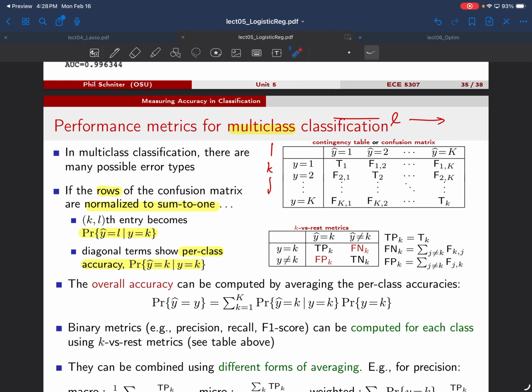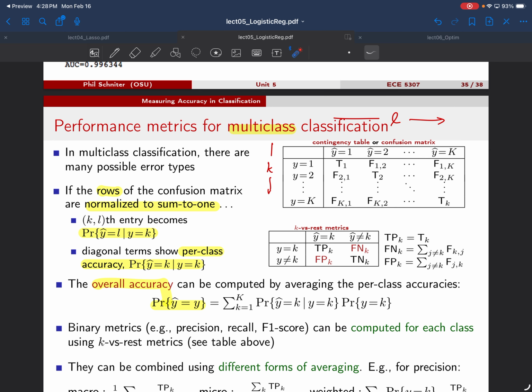Okay, so the first thing to notice, we'll come back to this in a moment, is that the overall accuracy, which we talked about before, that's this one, can be computed by averaging the per class accuracies. The way you do this is you use an identity from probability, which is just a way to take your conditionals and turn them back into the marginal.